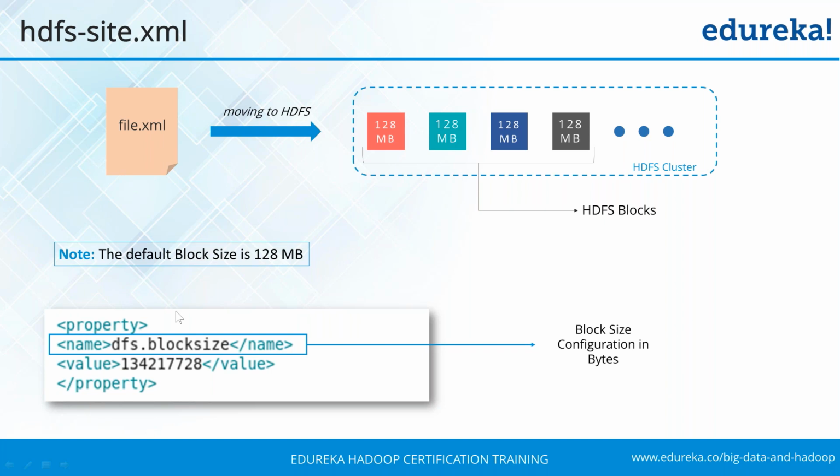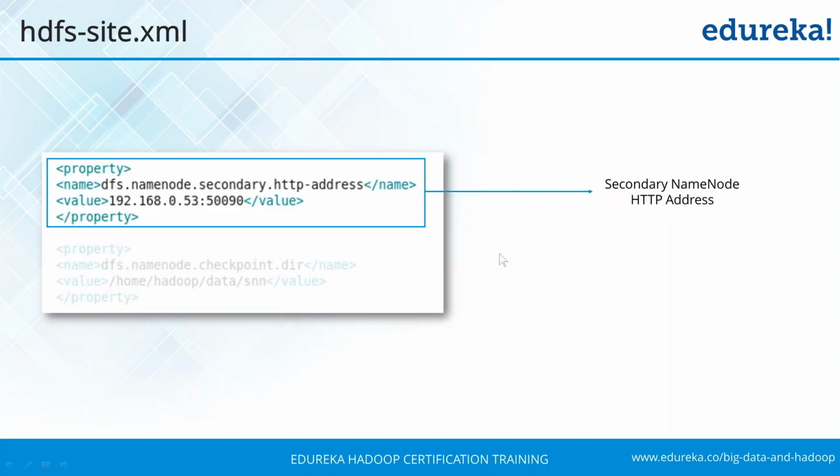If you want to store this file, if you want to move this file into the HDFS, it will be stored with 128 megabyte block size. So depending upon the size itself, these blocks are going to be created inside the HDFS.